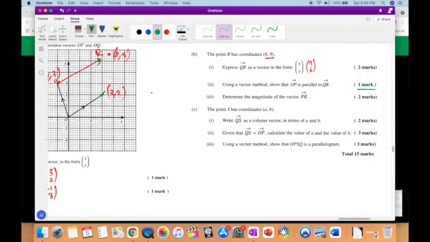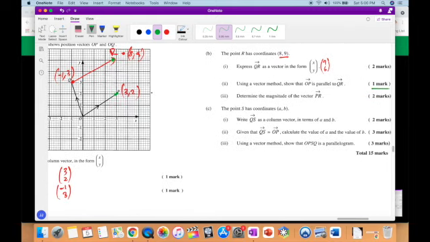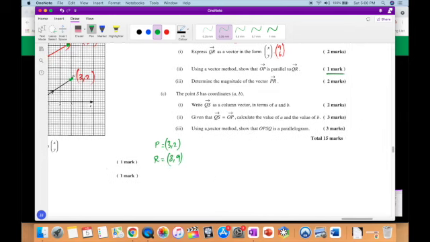So the magnitude of the vector PR, that's interesting, right? Because the point P is 3, 2. The point R is 8, 9. So therefore the vector PR is the vector that will take P plus the vector PR, and that will give me R. So I had to find the vector PR first.